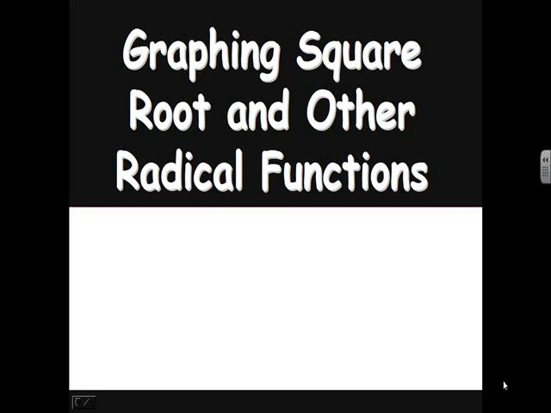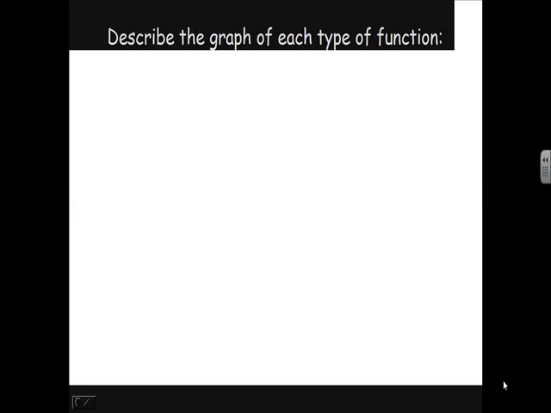This lesson is titled Graphing Square Root and Other Radical Functions. Describe the graph of each type of function. Let's see, this first function looks like a horizontal line, so it's a linear graph, a simple linear graph.